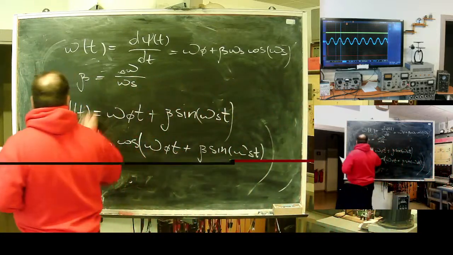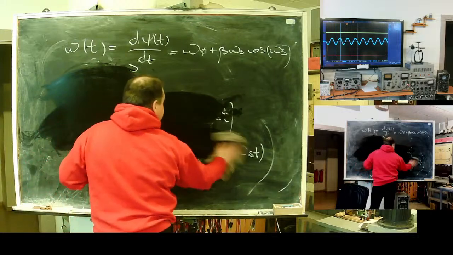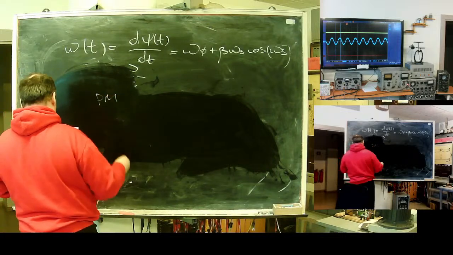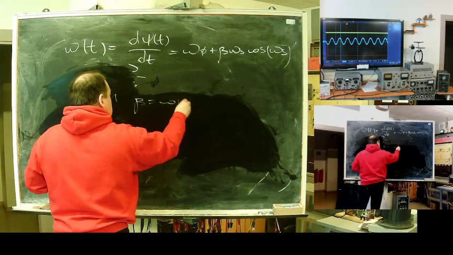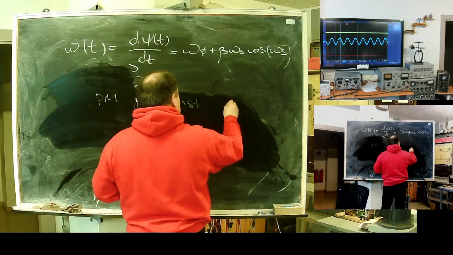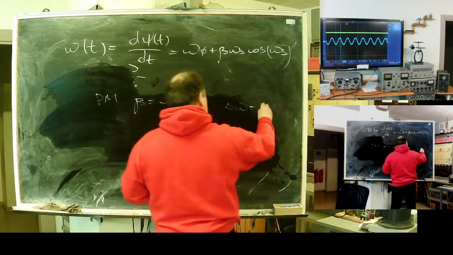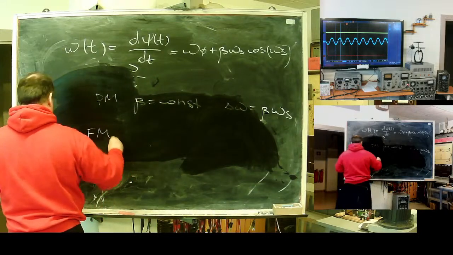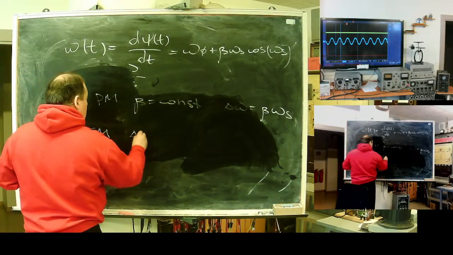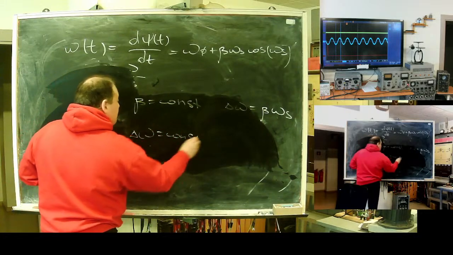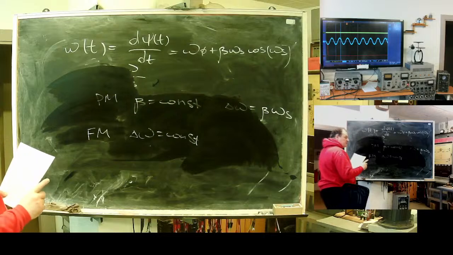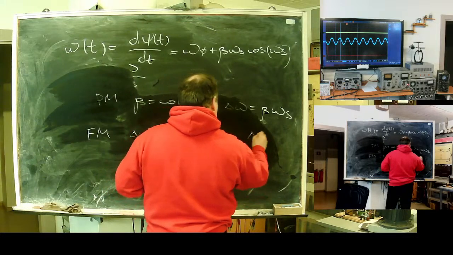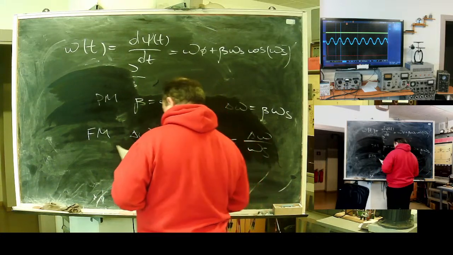I can write it. It's a small difference. So in case of PM, beta will remain constant, and the delta omega deviation will be beta omega signal. In case of frequency modulation, delta omega will be constant. The frequency deviation will be constant, but beta will be delta omega divided by omega signal.